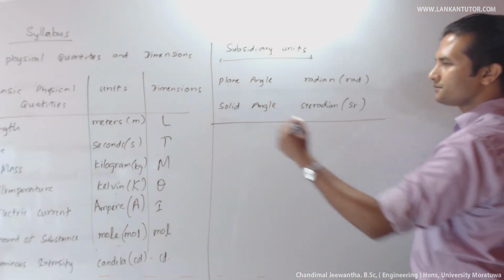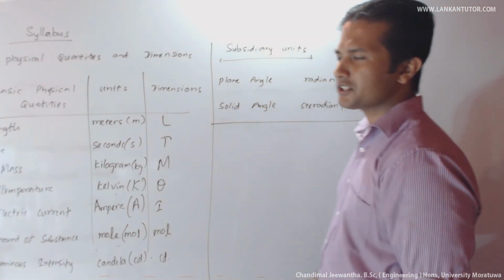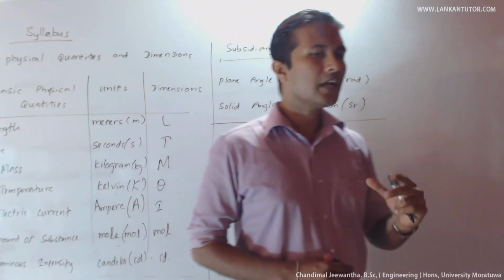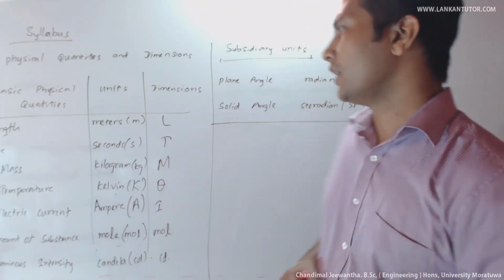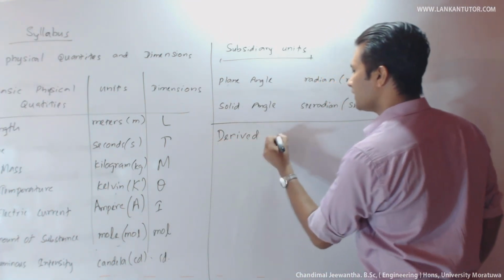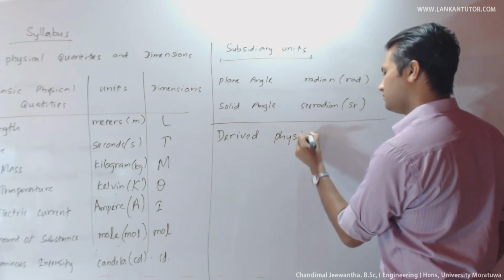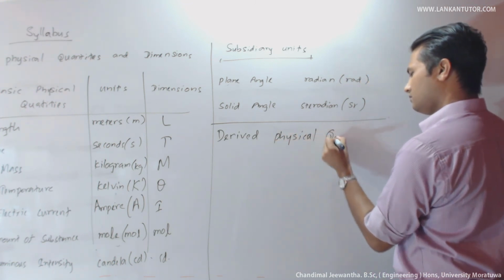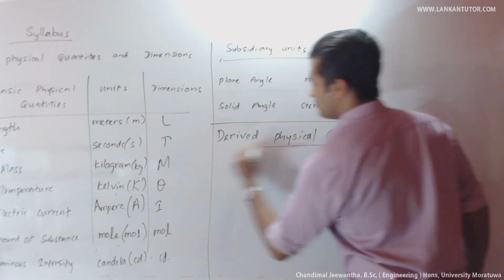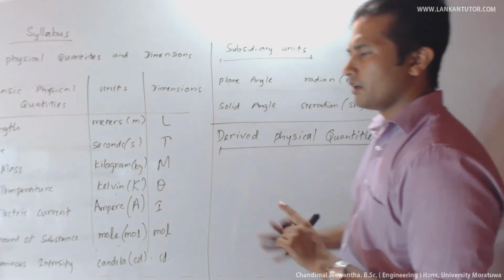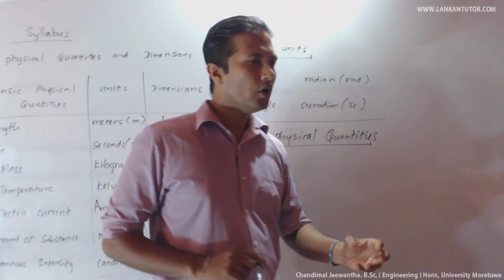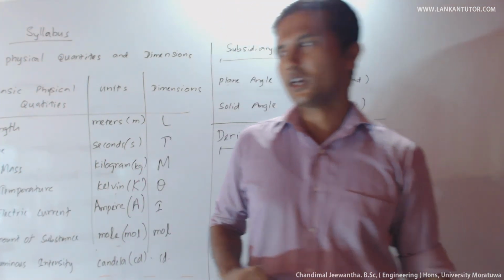Let's move on to the next subtopic, that is called derived physical quantities. What are derived physical quantities? Derived physical quantities are a combination of two or more basic physical quantities.